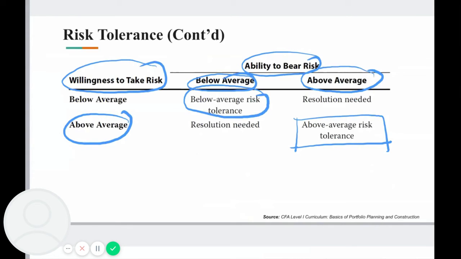A client might have above average willingness but below average ability. Then resolution is needed, which means the investment manager needs to have a talk with the client. The client may not have a higher ability to take risk, so having a higher willingness to take risk may not be good for the client in the long term. So the investment manager needs to suggest that the client reduce his willingness. The same goes for when the client has above average ability but below average willingness.